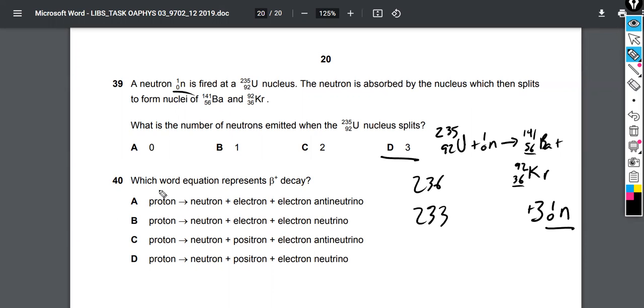Question 40 asks about the word equation for beta plus decay. So that's positron emission. We're emitting a positron, so we'd be looking for that word after the yield sign, not electrons, but positrons. If you get a positron, that's an antiparticle, so you're not going to get an antineutrino. You just get a regular old neutrino. And so just by that alone, we kind of know that D is correct. This positron emission is proton decay. We're decaying the proton into a neutron, a positron, and an electron neutrino.